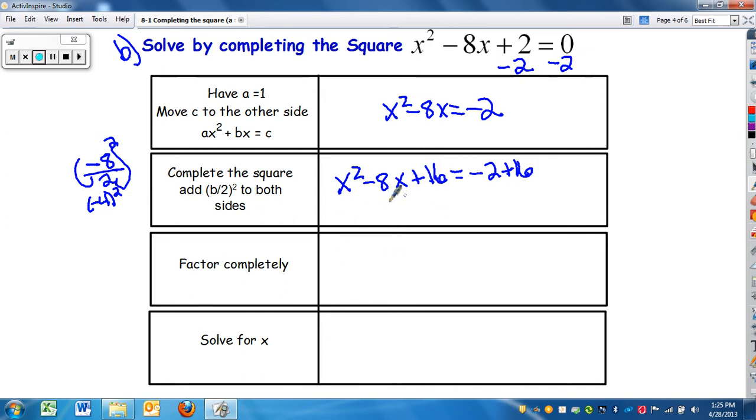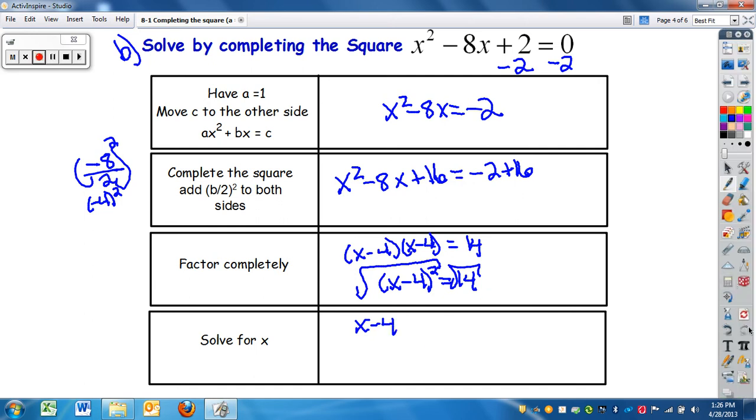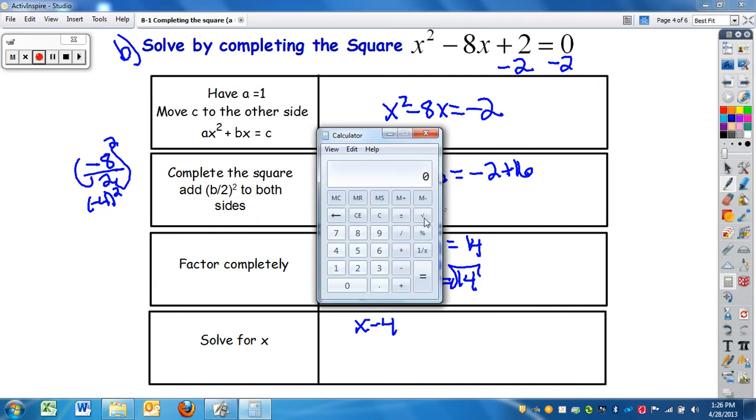Now I need to factor my quadratic side with the x squared. So that's x minus 4, x minus 4 equals 14. Two factors the same, we square it. Alright. And now we need to solve for x using our inverse operations. Square root both sides. We get x minus 4 equals the square root of 14.